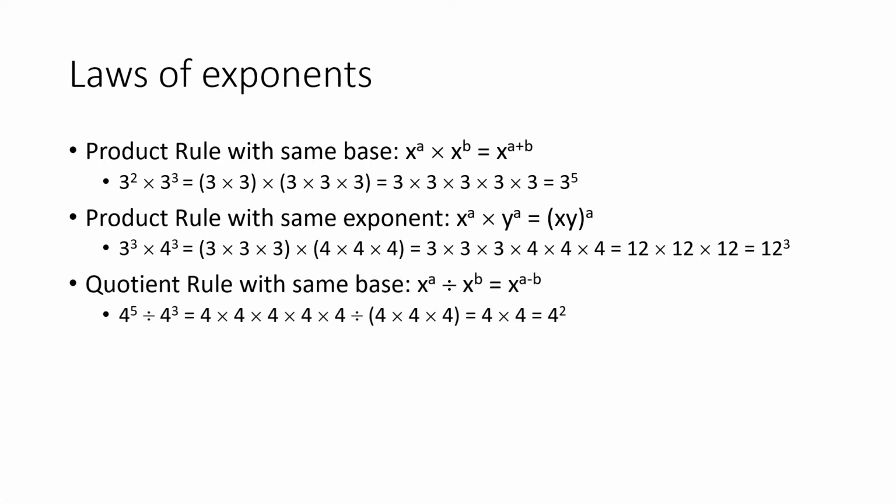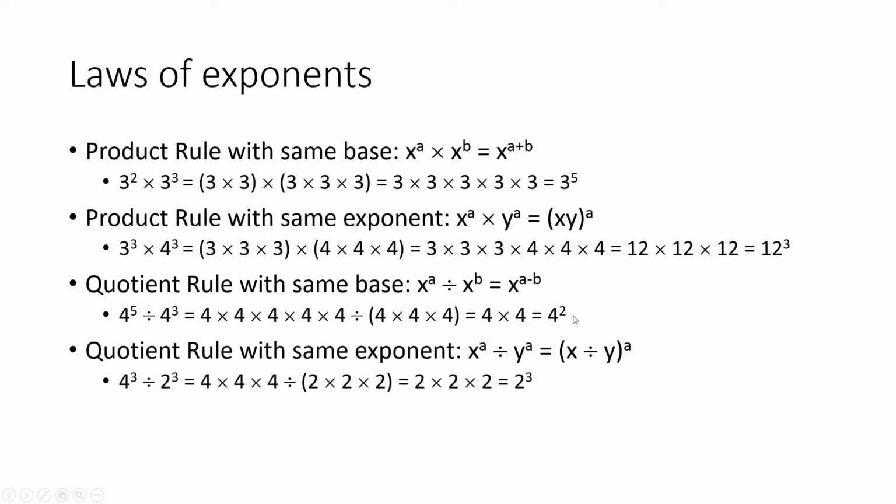There are quotient rules. If you've got the same base, as you can imagine, x to the power a divided by x to the power b gives you x to the power a minus b. For example, 4 to the power 5, 5 fours, divided by 4 to the power 3, 3 fours. So if you cancel that 1, 2, 3, that cancels out 1, 2, 3 of those. You're left with 2 fours, which is 4 squared. 5 minus 3, those two exponents subtracted from each other, gives you the new exponent.